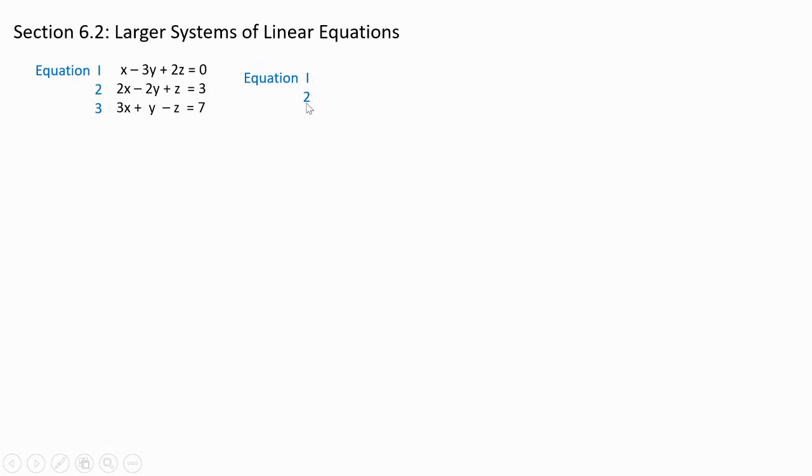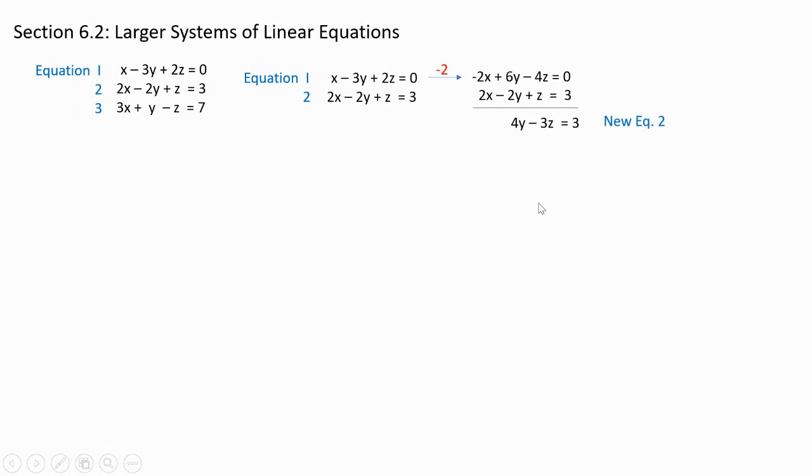So I'm going to get these two equations, 1 and 2, and get rid of the x's. So here, right, to get rid of the x's, this must be negative 2. So I need to multiply the whole equation 1 by negative 2. In doing so, this is my result. Negative 2x plus 6y minus 4z equals 0. Equation 2 stays the same. After we add them, right, the x's are eliminated. So this is like my new equation 2.